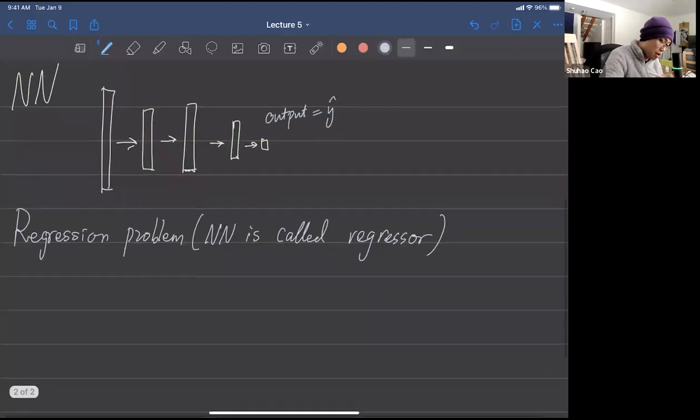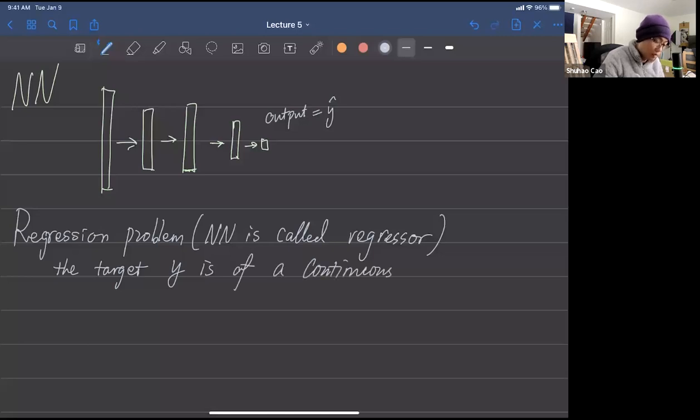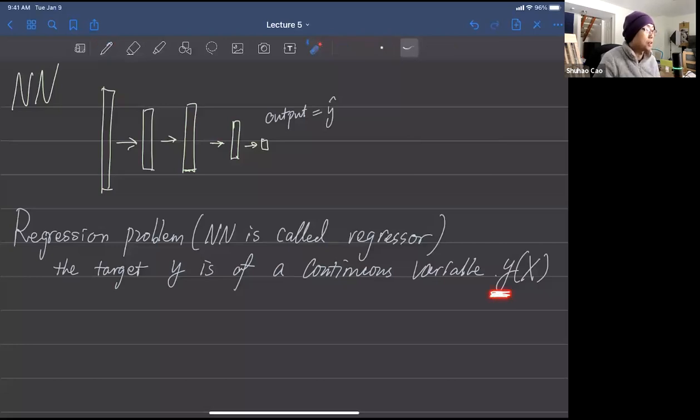And why is it a regression problem? Because the target Y is a continuous variable, okay? So with our data, this function is continuous, even though we do not know what this function is, and we want to use a neural network to approximate this function. The regression problem says we'll try to use a neural network to approximate this function, okay?